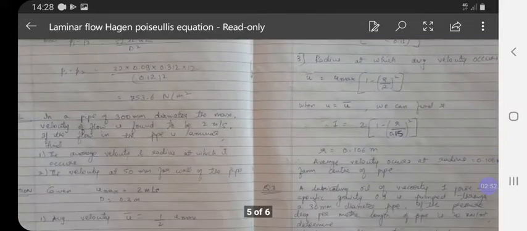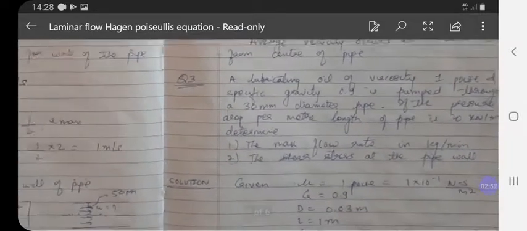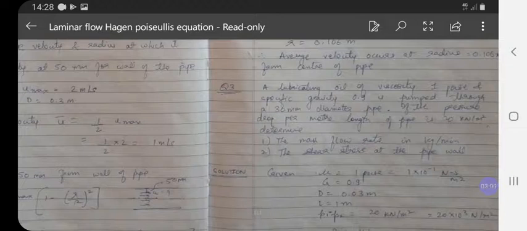Let us see one more problem. Yes, so this is the problem. The problem says a lubricating oil of viscosity 1 poise and specific gravity 0.9 is pumped through a 30 mm diameter pipe. If the pressure drop per meter length of pipe is 20 kilonewton per meter square, determine the mass flow rate in kg per minute and the shear stress at the pipe wall. So flow rate is Q, but we have to find the mass flow rate, and shear stress is tau.